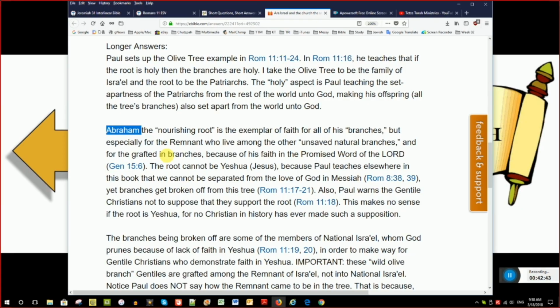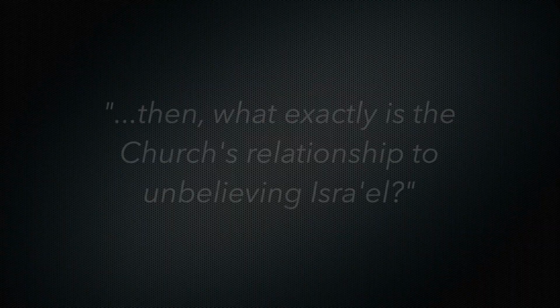So in my opinion, if in fact Abraham is the nourishing root in Paul's example, he's the exemplar, he's the prime example that we can learn from. That's what that word exemplar means. He is the prime example of faith for all of his branches, meaning all of his offspring, both Jew and Gentile, but especially for the remnant who live among the other unsaved natural branches, and for the grafted-in branches, these of course would be the Gentiles.